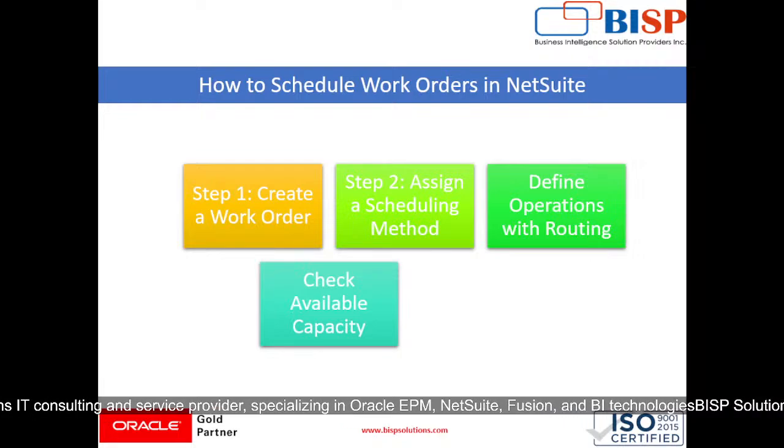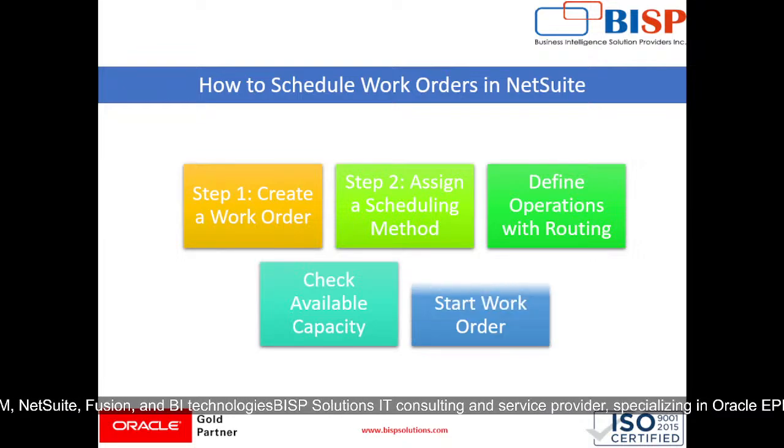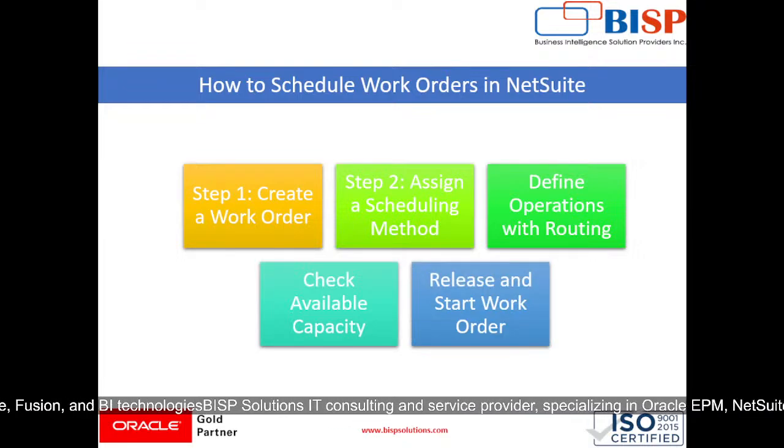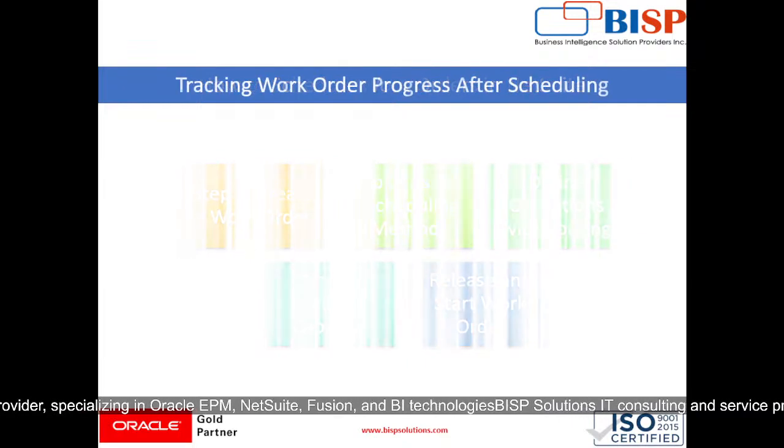Next comes checking available capacity, where we review work center capacity and identify the available time slots for each operation, and then we have to avoid overloading a work center to prevent delays. Then comes releasing and starting the work order, where we select the work order, click on release, and then start the production process. Work order operations will begin based on the selected schedule.